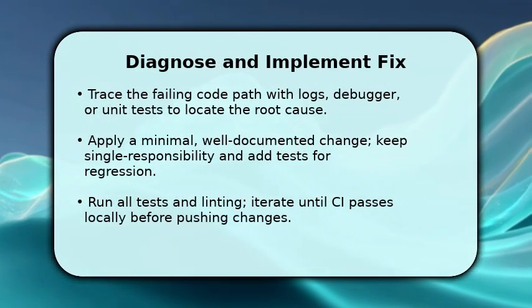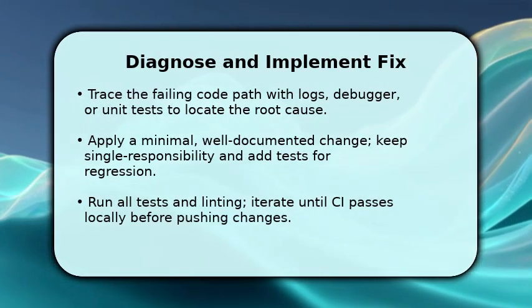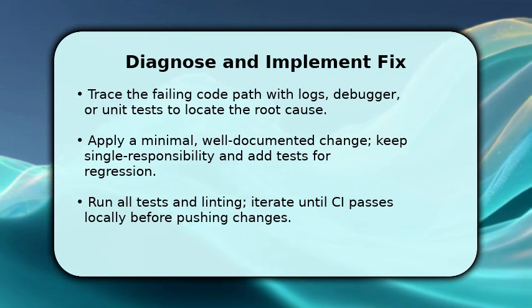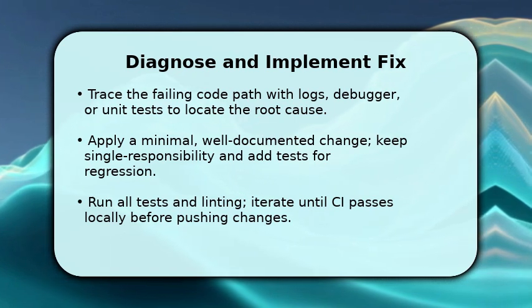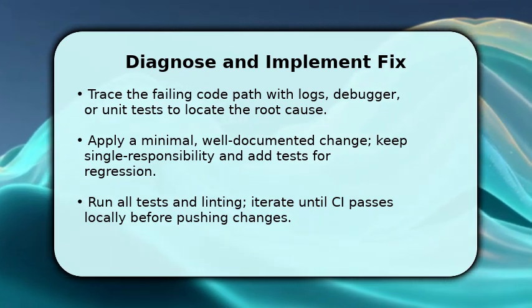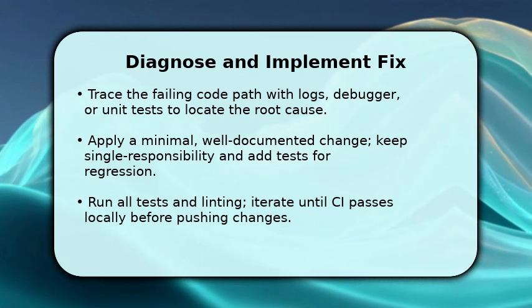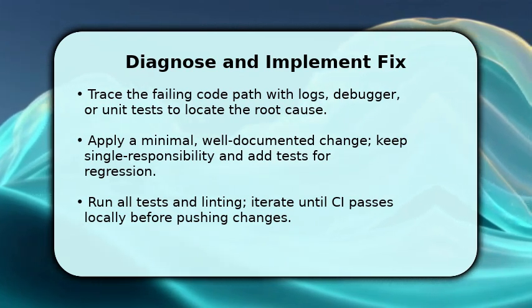code. Start by adding focused logs or breakpoints to confirm the Tiny Task's behavior and identify the problematic function or edge case. Once located, implement the smallest readable fix that addresses the root cause. Include a unit test demonstrating the prior failure and the correct behavior.